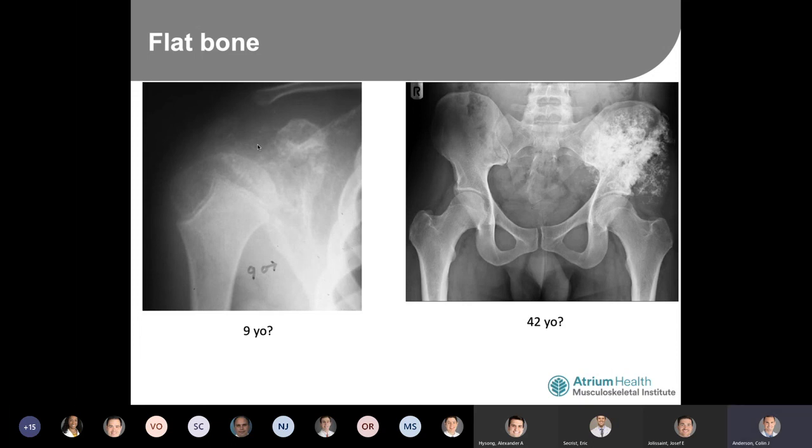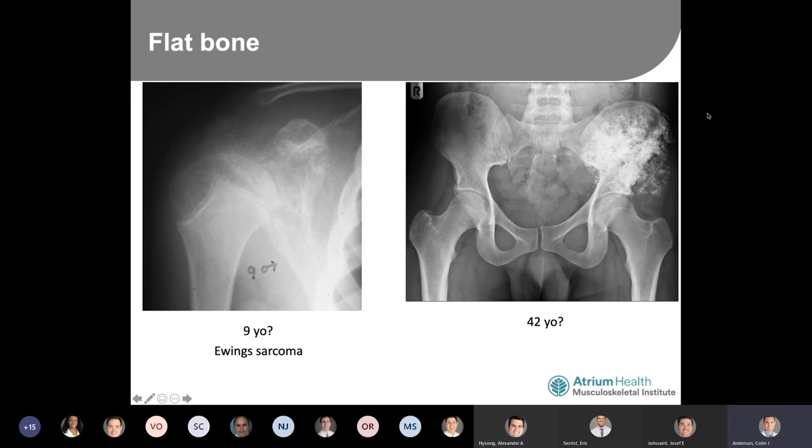Do you think this is benign appearing or aggressive appearing? Very aggressive. Good. Do you happen to have a differential diagnosis for aggressive appearing lesions in the flat bone axial skeleton? Ewing's. Good. Maybe eosinophilic granuloma. Good. That's what I've got. Good. And then in a 9-year-old, based on the age, the radiographic features, and the location, what do you think this would be? Ewing's. Good.